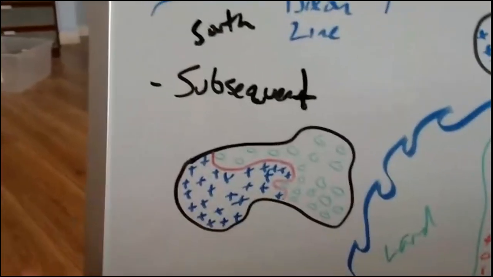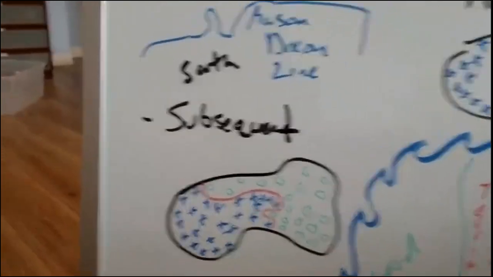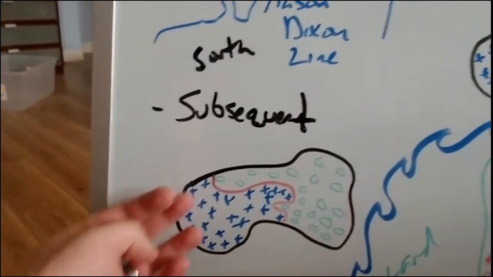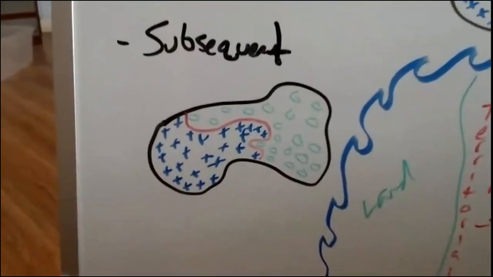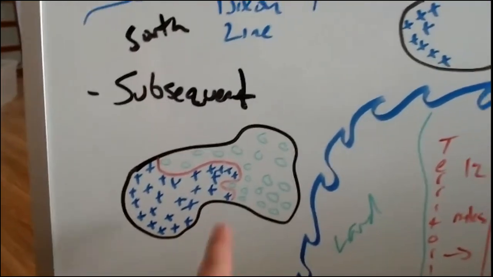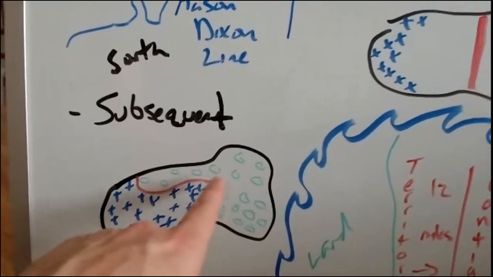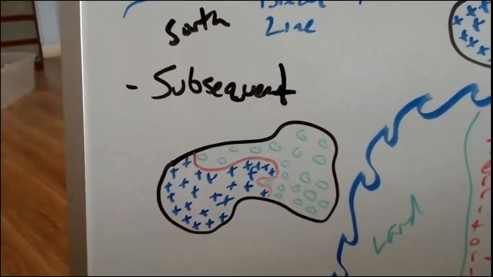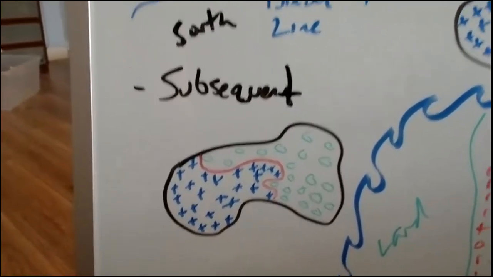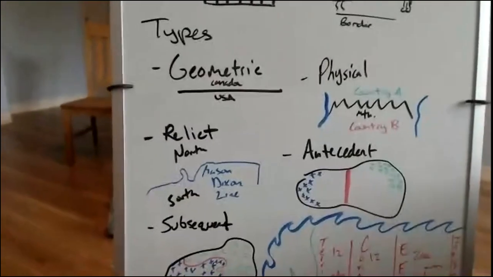And then we have a subsequent boundary. This is an island that's very easy to spread out across, so the blue people just kept spreading this way, and the green people spread this way. And then they were like, you know what, we need an official boundary between our two nations. So they went in and divided a boundary between them, okay? So those are the 5 types of boundaries.